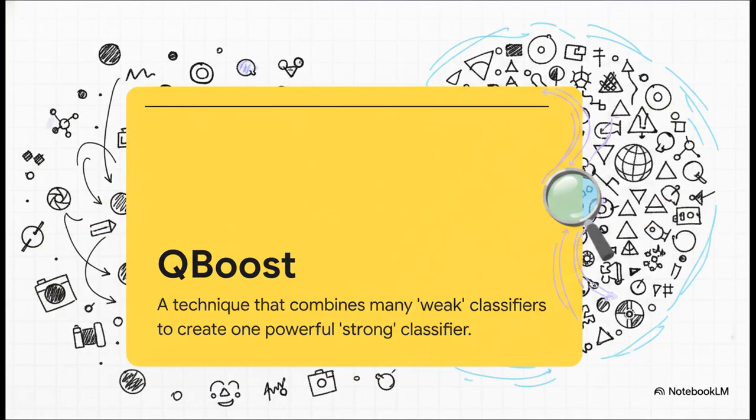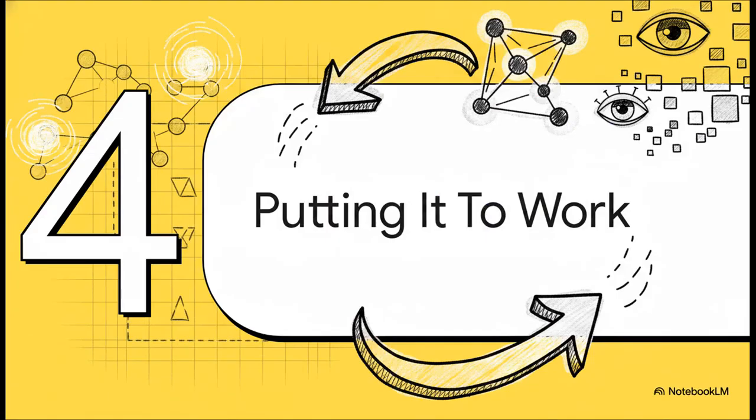Now there's one more tool we can add to really boost our accuracy, and it's called QBoost. It's a really clever trick that also runs on the quantum annealer. The big idea is you take a whole bunch of simple, weak models, classifiers that are barely better than a coin flip, and you combine them. By weaving them all together, QBoost creates one super-powered, strong classifier that's way more accurate than any of the little ones on their own.